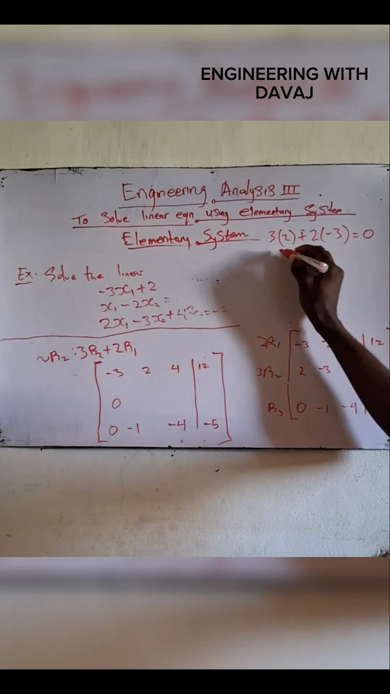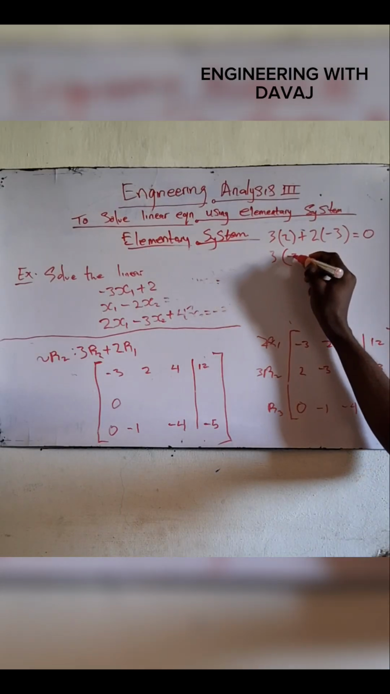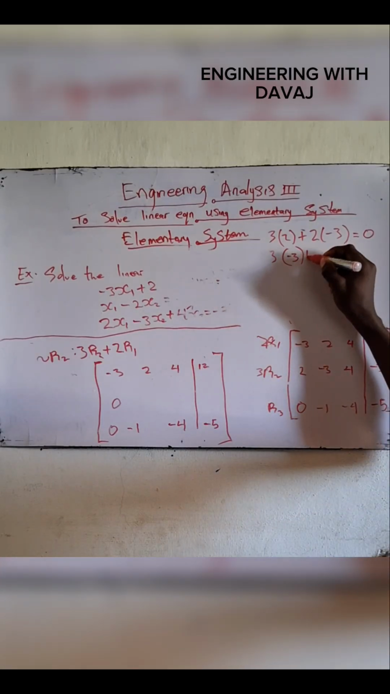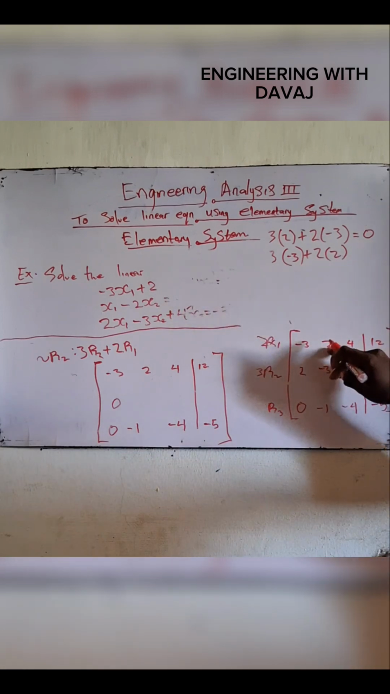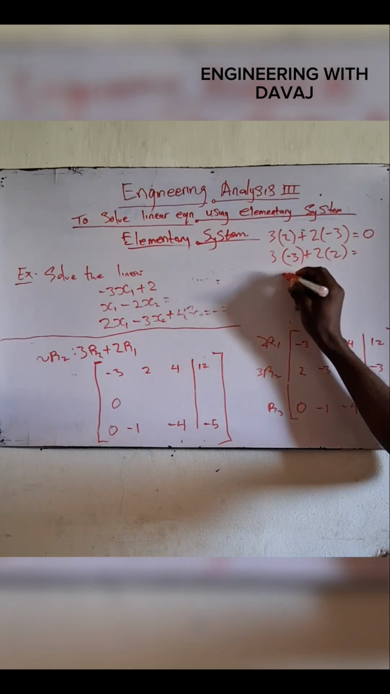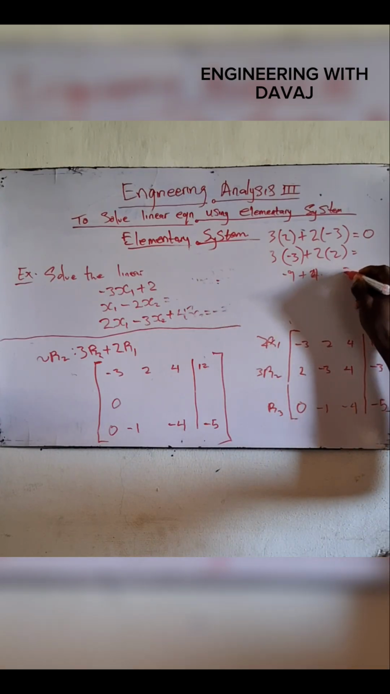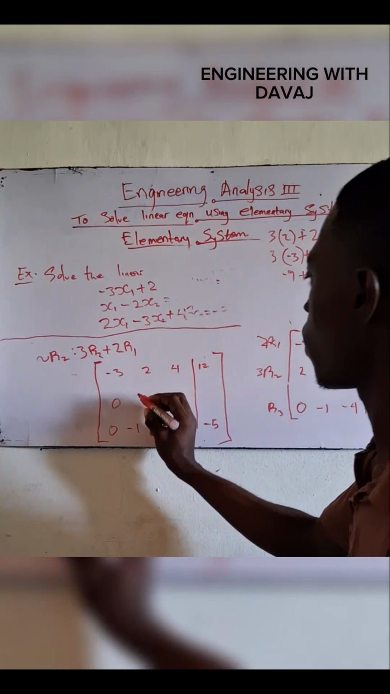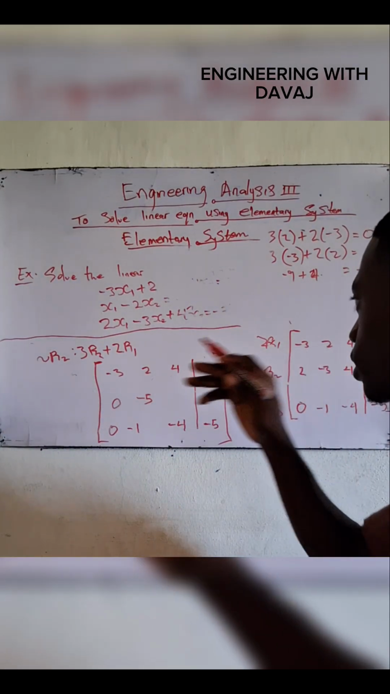So let's go. So 3 of, what's my row 2? That's minus 3, plus 2 of row 1. And what's my row 1? My row 1 is 2. So that's equal to what? 3 times minus 3, that's minus 9, plus 2 times 2, 4. That is minus 5. So I'll have this place to be minus 5. Hope you are getting it. So let's continue.